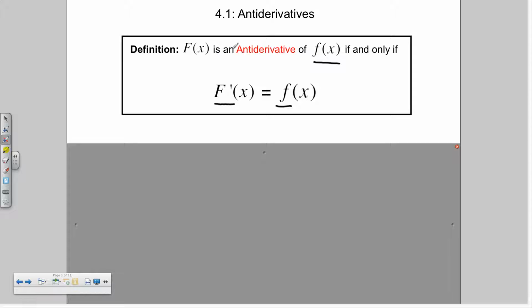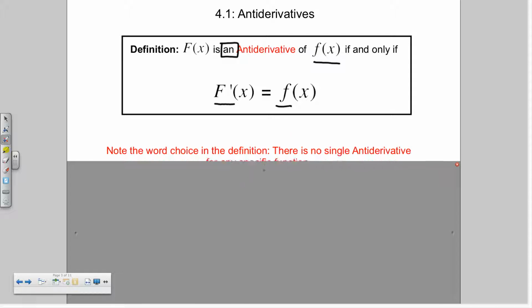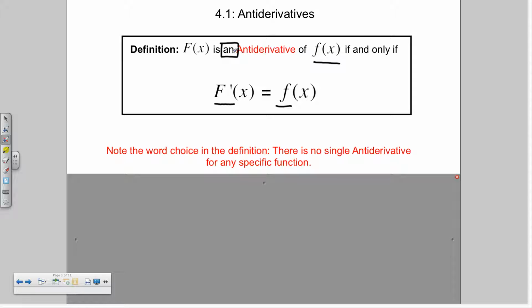Now, what's interesting about this definition is the use of the word an. So notice that we used that word, not capital F of x is the antiderivative of f of x. And that's because there is no single antiderivative for any specific function. So before I reveal the rest of this, take a second to think about why that is. Pause the video and think about why there might not be a single antiderivative for any specific function, why there might be multiple.